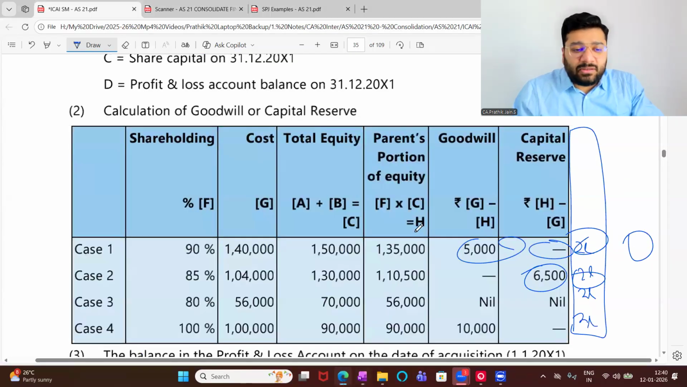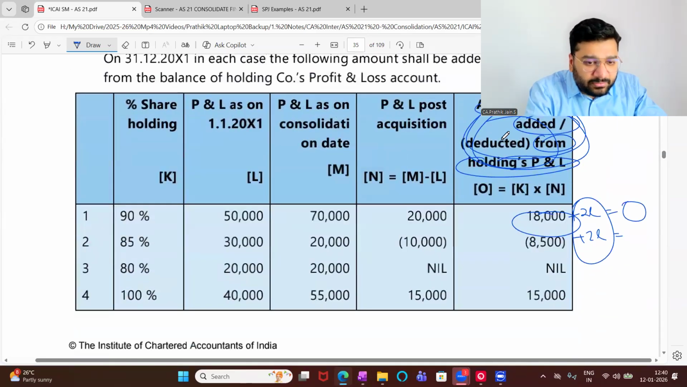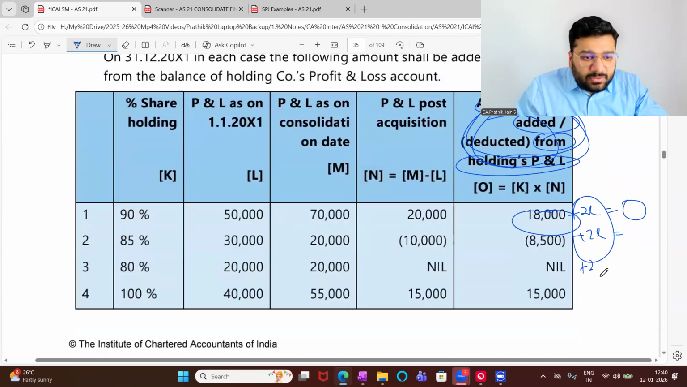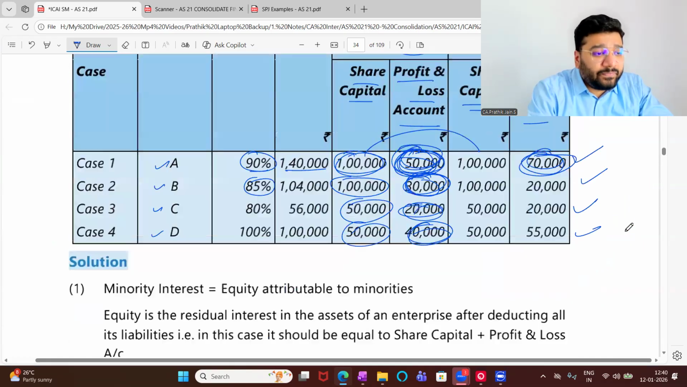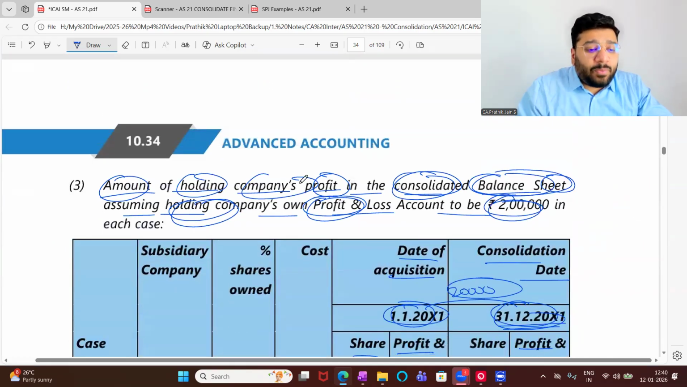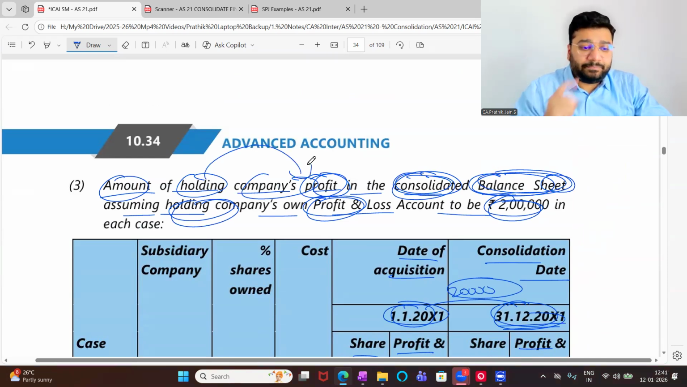What they've considered is goodwill and capital reserve separately. Wait, why am I saying this? Oh my God. 2 lakh and 2 lakh. Here, what they are not considering is, in case number 2, capital reserve. Is it right or wrong? Absolutely wrong, because they're asking what amount of holding company's profit in the consolidated balance sheet. Holding company's profit. What does it mean? Only profit will we take, or will we take entire reserve and surplus? Entire reserve and surplus.